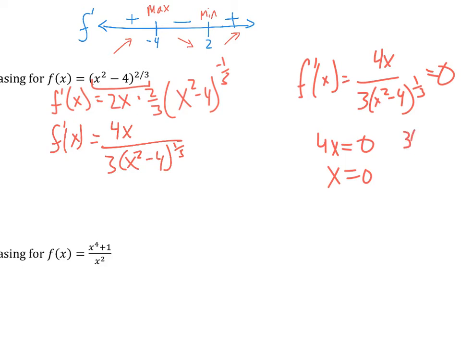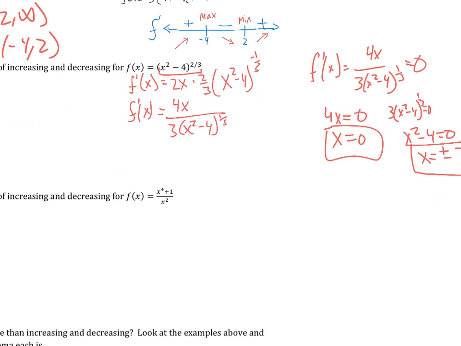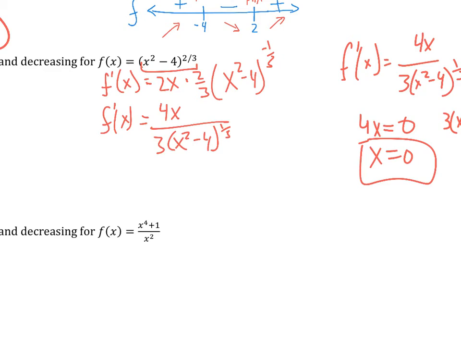So what makes 3 times (x squared minus 4) to the 1/3 equal 0? Well, that's when that parentheses equals 0. So divide by 3 here, and then cube it. Okay, so we want x squared minus 4 equals 0. Add 4, square root, x equals plus or minus 2. Right, so actually 3 answers there. So now, let's find our intervals of increasing and decreasing by looking at these intervals. We have 0, 2, and negative 2.